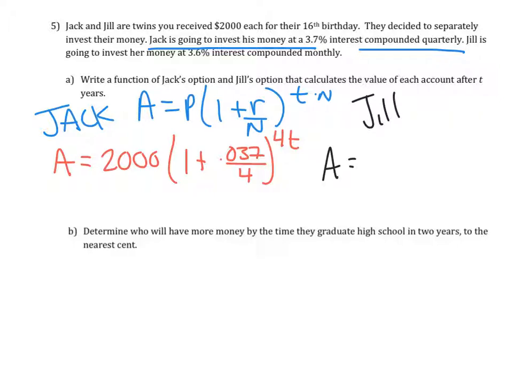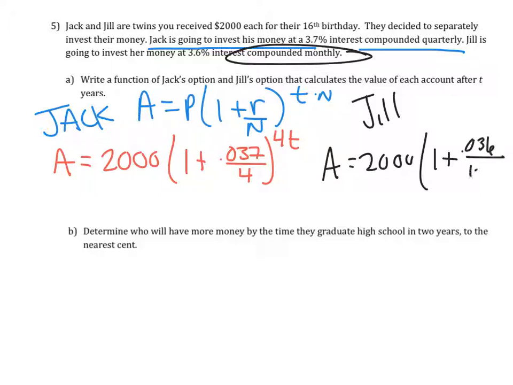All right, let's talk Jill. She's going to invest her $2,000. 1 plus, now her rate is 3.6, slightly less, but she's going to compound monthly. So is there any effect on this, compounding raised to the 12t? So that's probably where they're hinting at here. Is there any effect on this? So we wrote their two formulas after t years, so we use t as the year value.